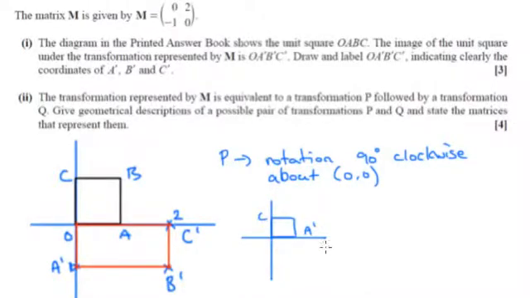To get the matrix that does that, we need to look at what will happen. A will end up here, A dash, and C will end up here as C dash. So A dash's coordinate is 0, -1, and C dash's coordinate is 1, 0. So that's the matrix that represents a 90 degrees clockwise rotation.